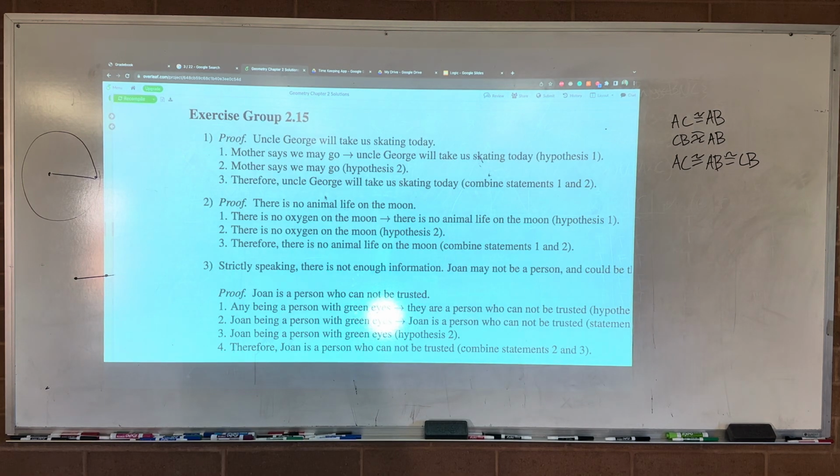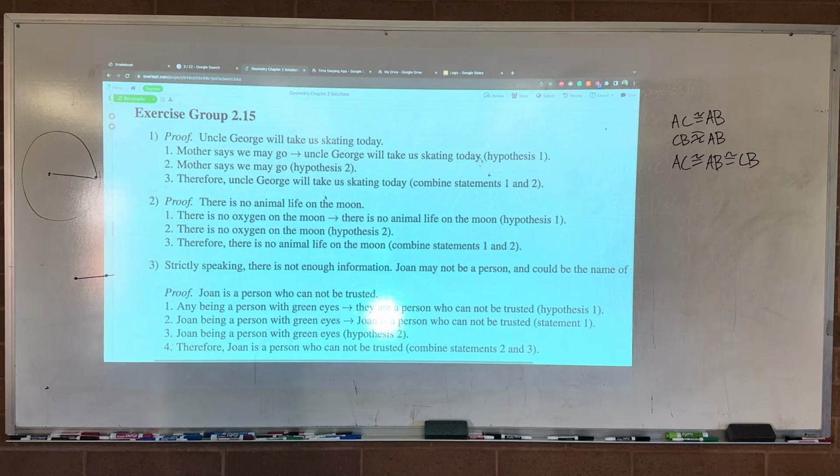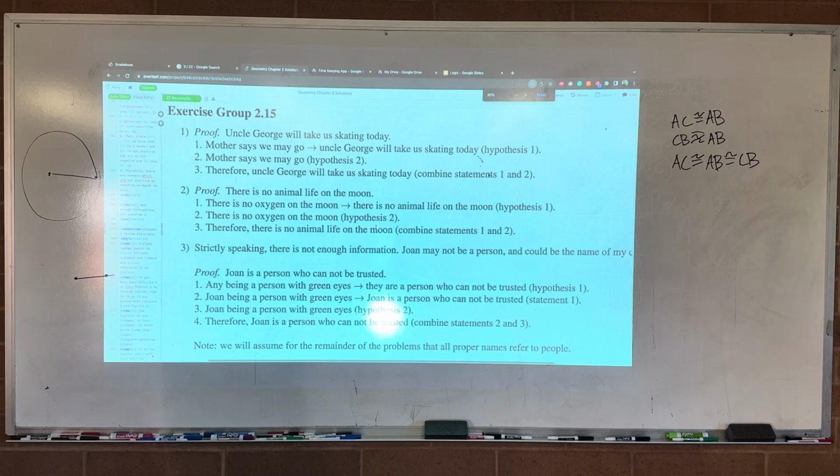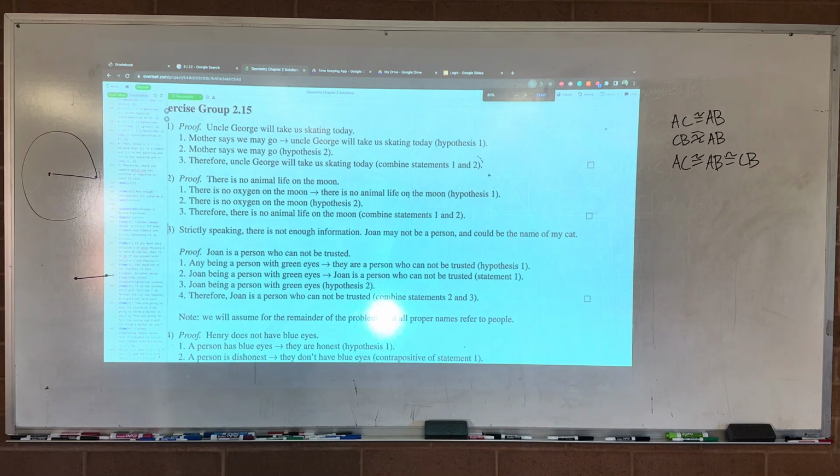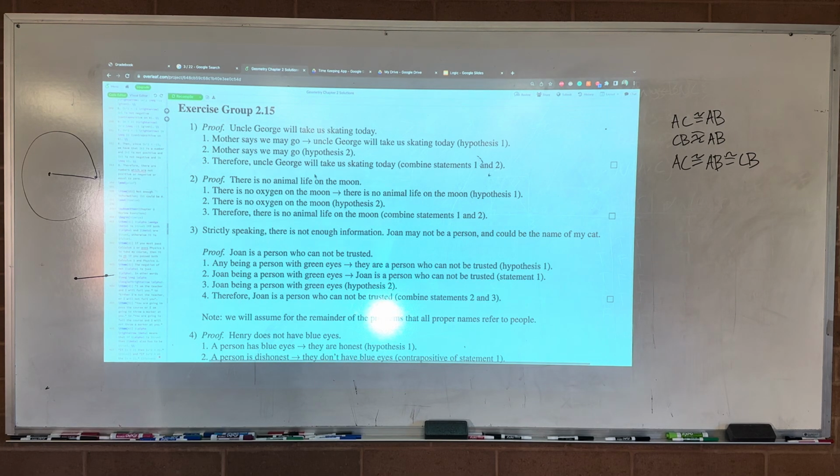Okay, that's hypothesis one. You have to say that that's hypothesis. Initially, yes. Let's be very clear about where you're getting each piece of information.